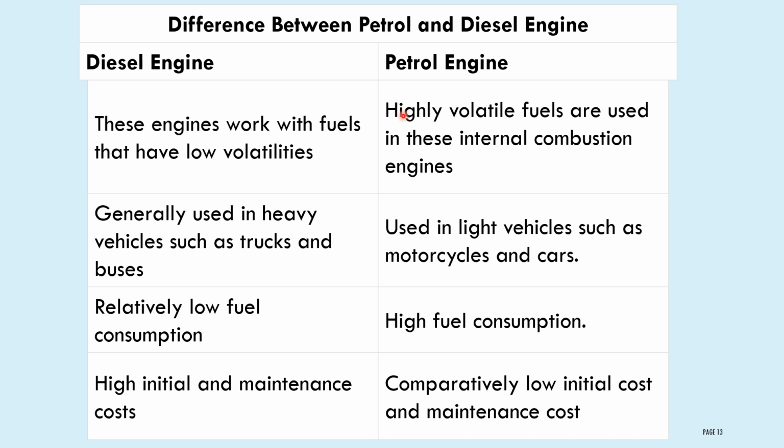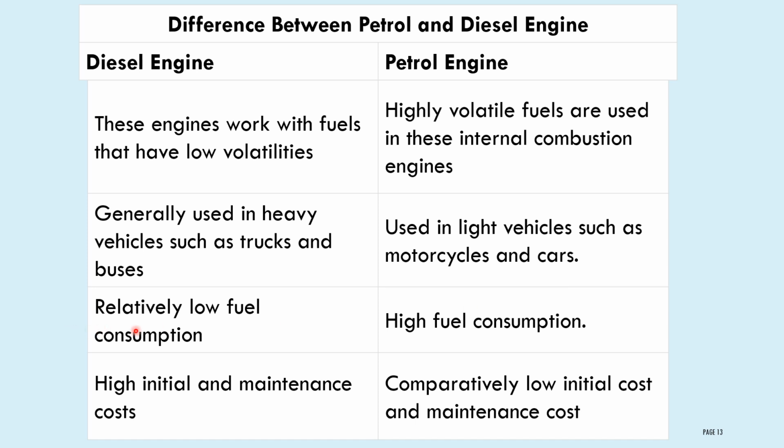But in a petrol engine, highly volatile fuels are used. Petrol is a highly volatile compound. If you expose petrol to air, it will start evaporating at room temperature. Therefore, petrol is a highly volatile fuel. Then the diesel engine is generally used in heavy vehicles such as trucks and buses. The petrol engine is used in light vehicles such as motorcycles and cars.